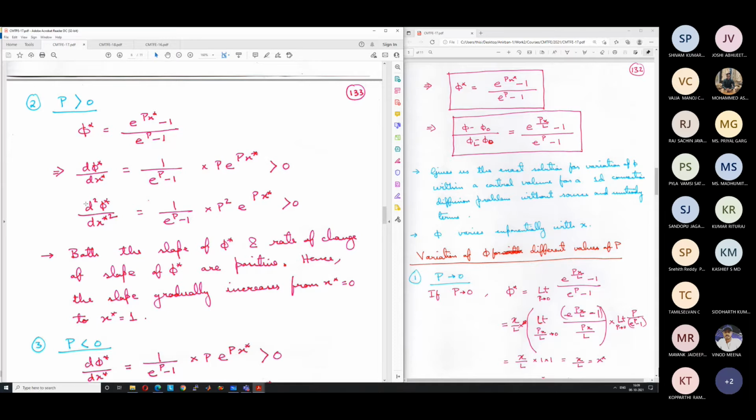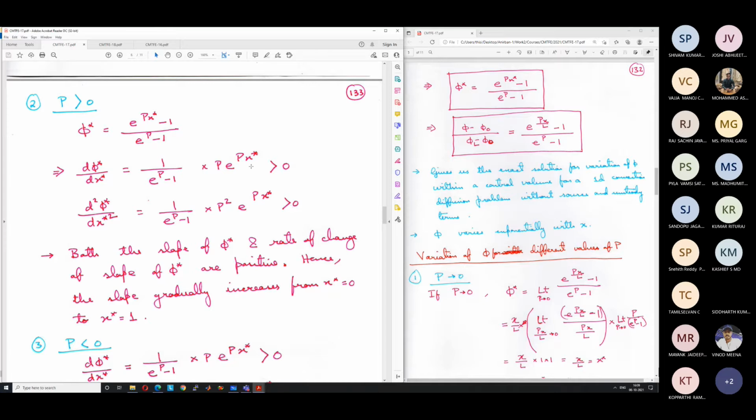And what about the second derivative? I will come to why we are doing this, but let us do the second derivative, d square phi star dx star square. Again, this is the derivative of this basically. So 1 by e to the power P minus 1 into P square e to the power P x star. This term remains positive obviously, and P square is positive. P is positive, so e to the power P x star is also positive anyway. So this is going to be positive.